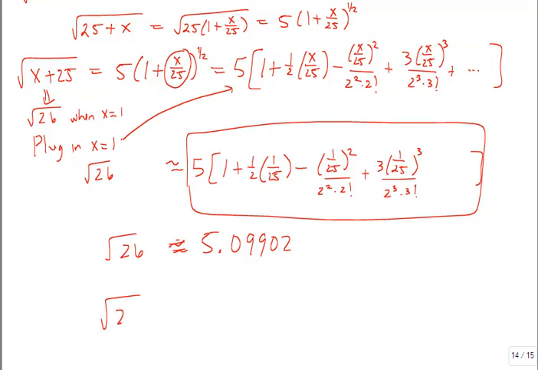The true value of the square root of 26 is actually 5.09901. So these are very close. Just by using a third degree polynomial, we were pretty accurate.